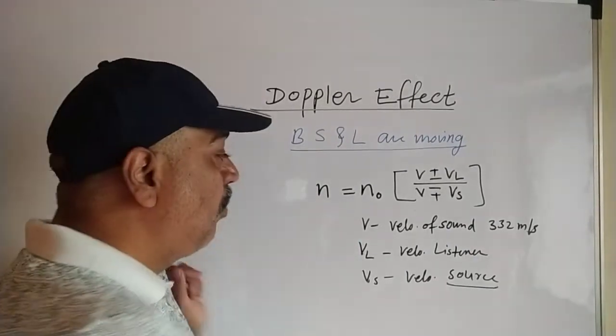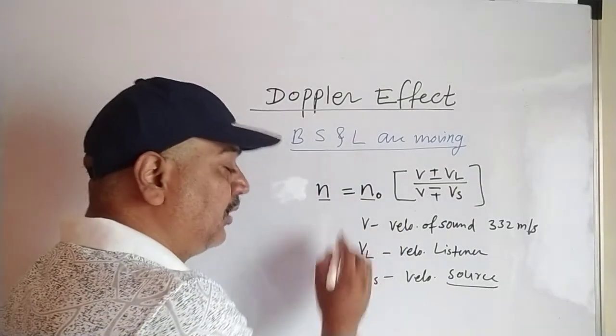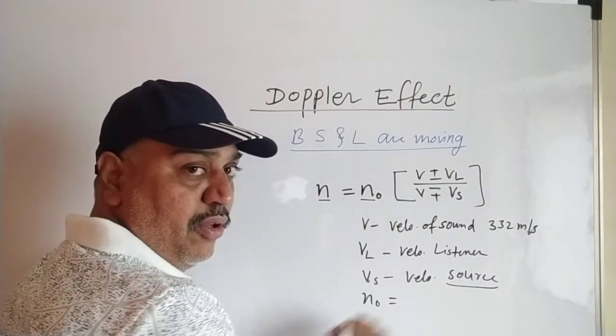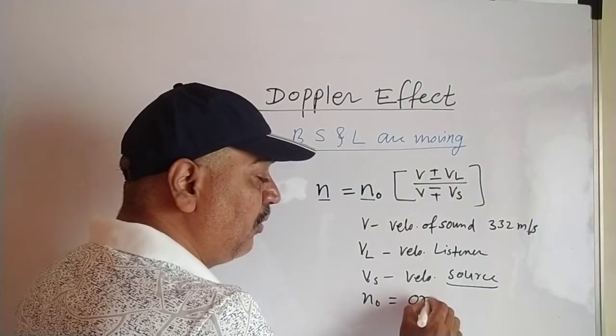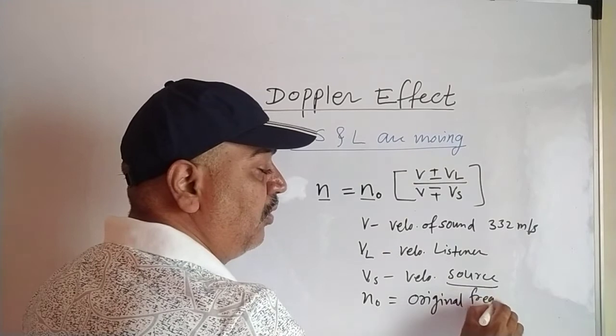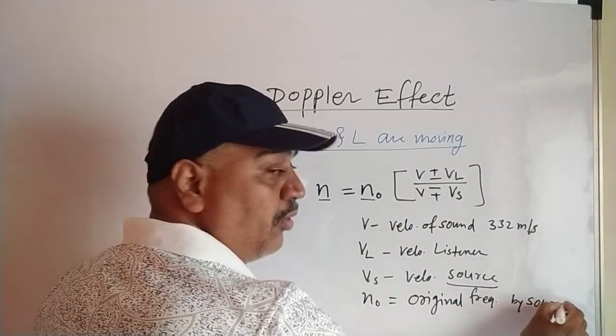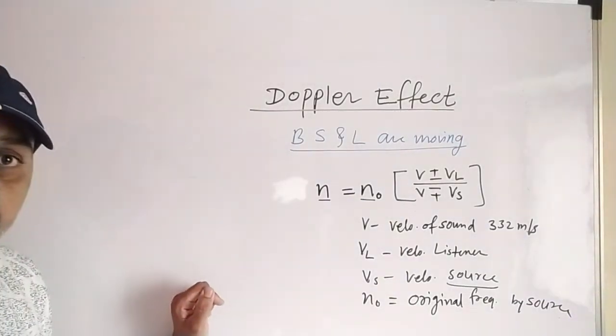Apart from this, what is this N, and what is this N0? This N0 stands for the original frequency of sound produced by the source.